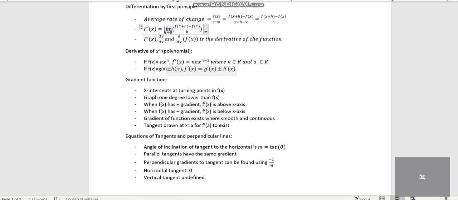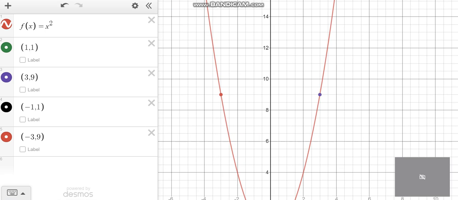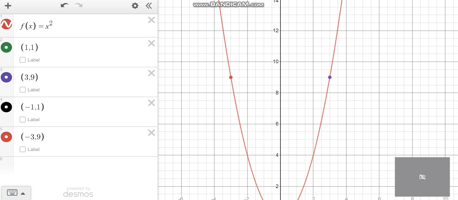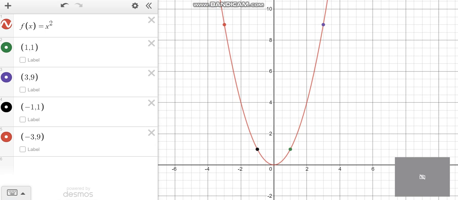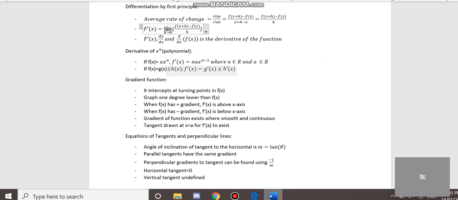A gradient of a function exists where it is smooth and continuous. Sometimes, for example, you have hybrid functions, where you see open and closed dots on the graph. Whenever you have endpoints or that sort of thing, there's not going to be a gradient at that particular point.